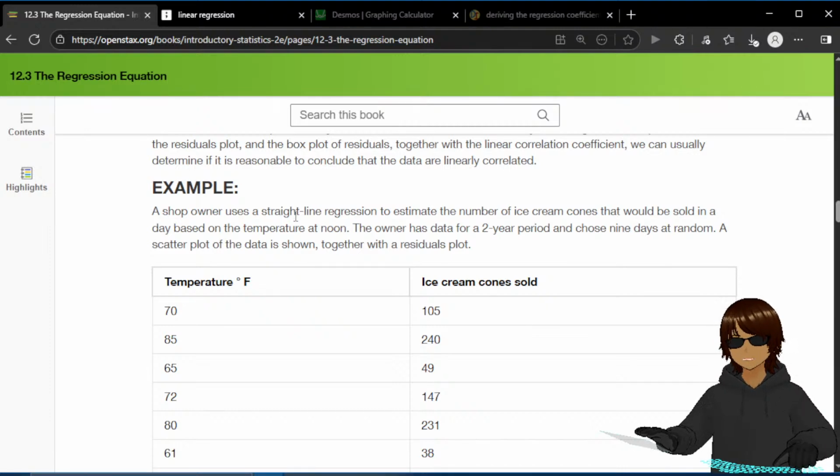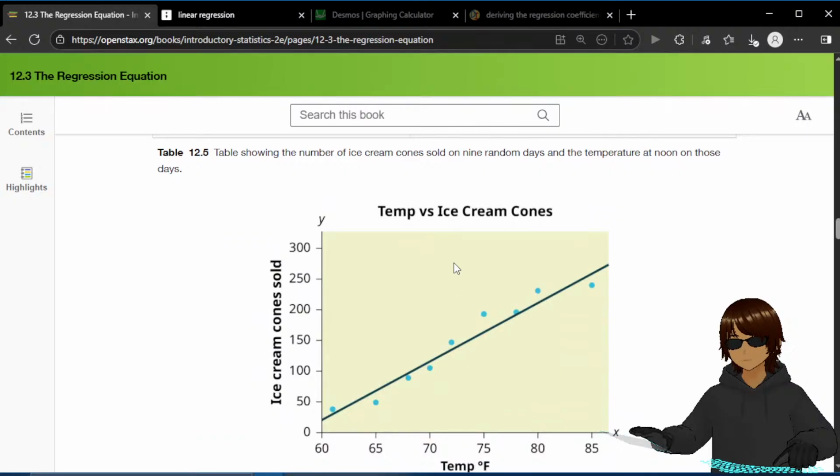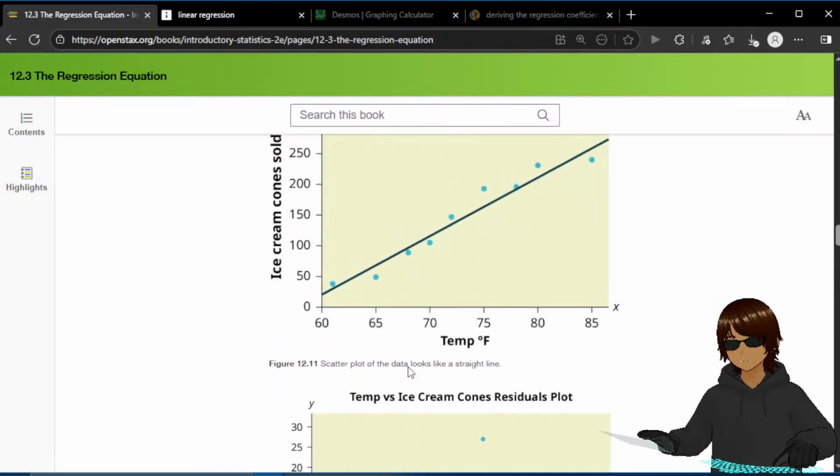A shop owner uses a straight line regression to estimate the number of ice cream cones that would be sold in a day based on the temperature at noon. The owner has data for a 2-year period and chose 9 days at random. Temperature and ice cream sold follow a strong correlation. This is the residual plot.